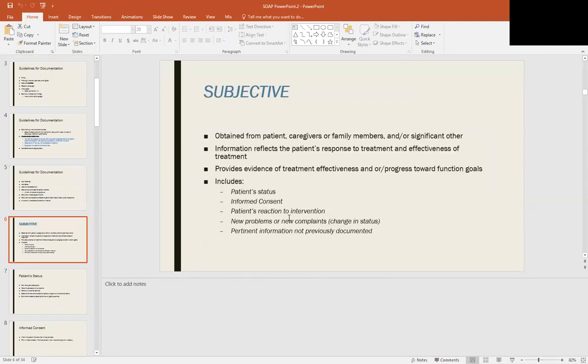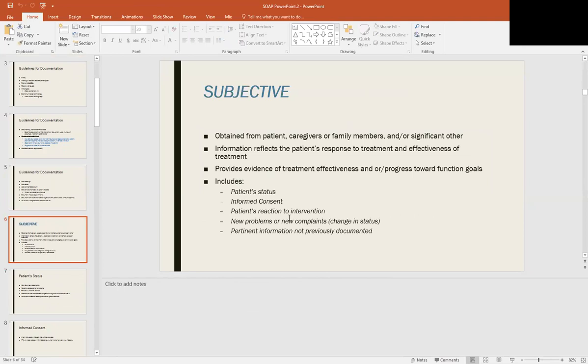Okay, so now we're going to get into the subjective part of the SOAP note. So the thing to remember with subjective, it is information that is obtained from the patient, the caregivers, family members, or a significant other. The information in the subjective helps reflect the patient's response to treatment and the effectiveness of the treatment.